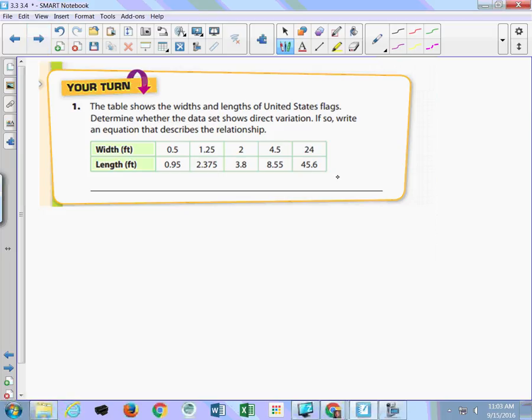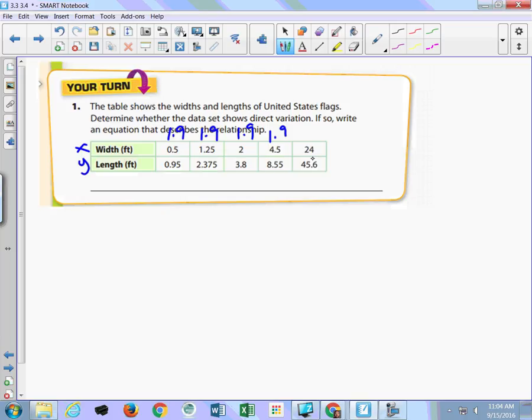All right. The only difference in solving this is that we have to do y over x for every one of these. Okay, so in our calculator, we're going to take 0.95 and divide it by 0.5. If you do that, you get 1.9. Then you're going to take 2.375, divide it by 1.25. You should get 1.9. Then 3.8 divided by 2, 1.9. If you do 8.55 divided by 4.5, you should get 1.9. If you do 45.6 divided by 24, you should get 1.9.